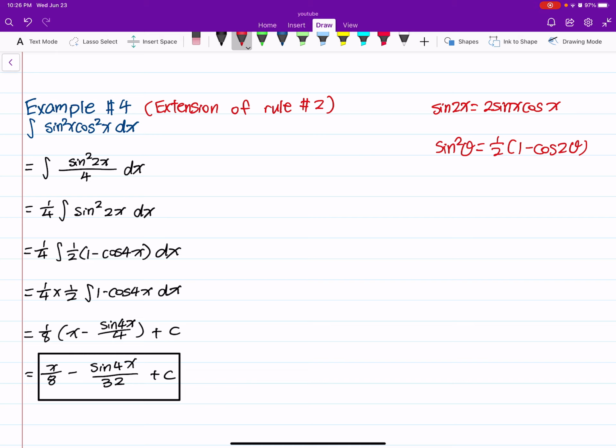This is not the only method to do this question, but I do believe it is one of the easier methods to do so.